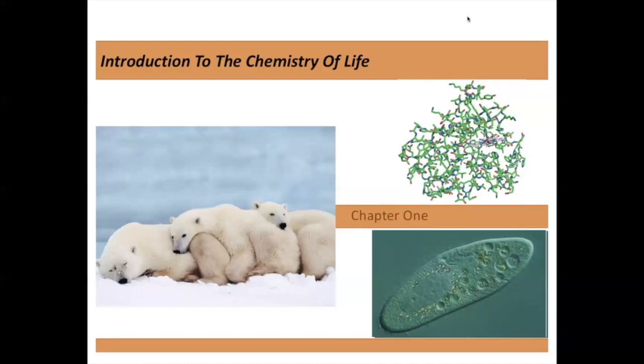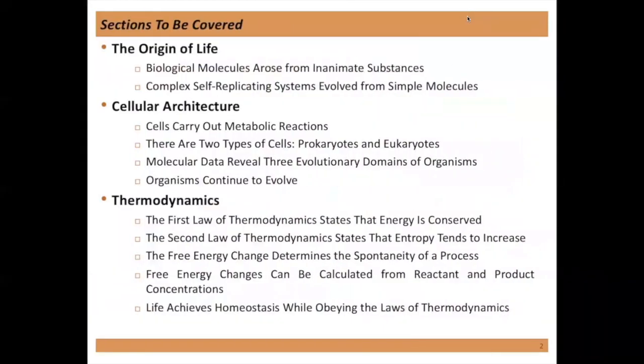So we're going to introduce you to the chemistry of life. I'll start off each chapter by giving the outline. This is material that can be found in your book, but I think it's good to understand the key points that we'll hit. So I won't spend a lot of time on this, but we've got three sections to cover: the origin of life, cellular architecture, and thermodynamics. In this first lecture, we're going to cover those first two: the origin of life and cellular architecture.